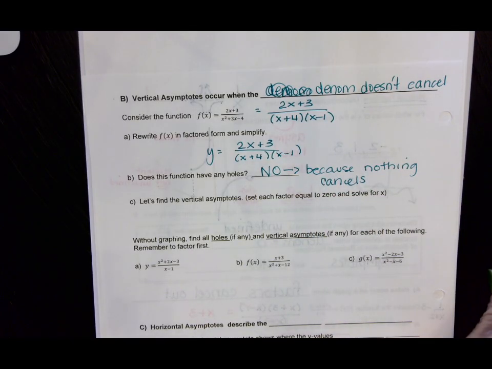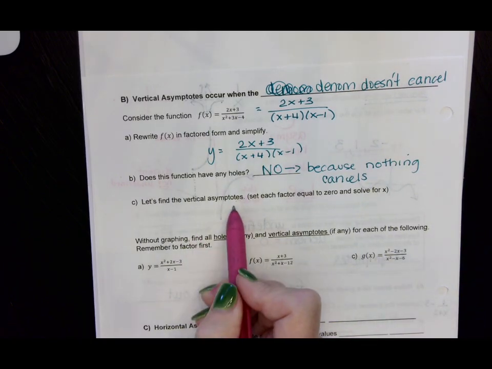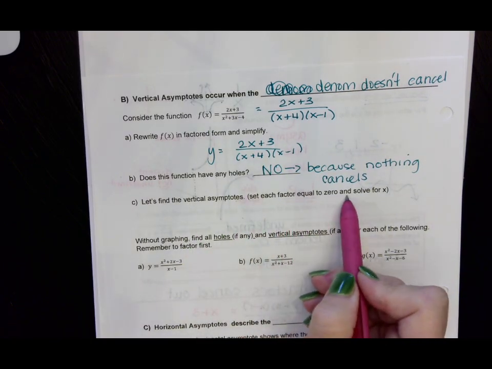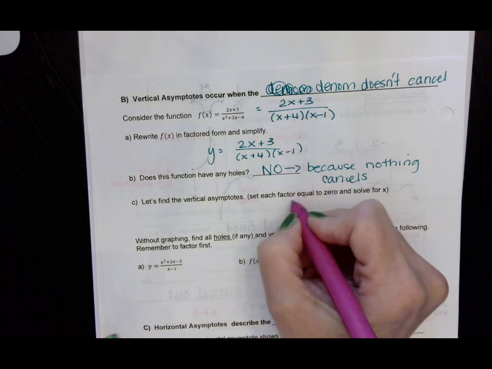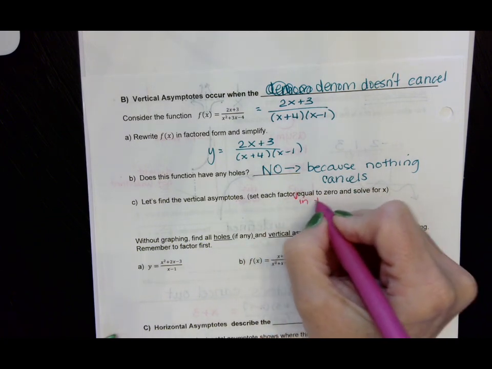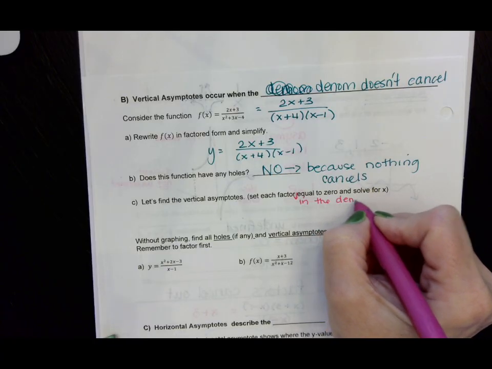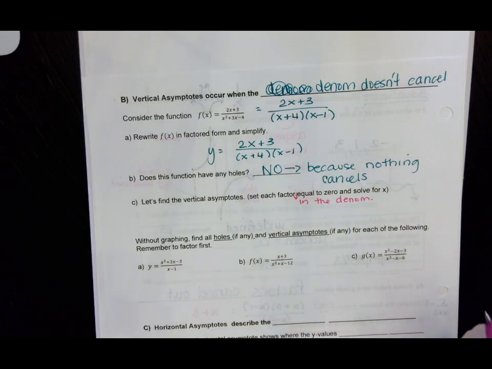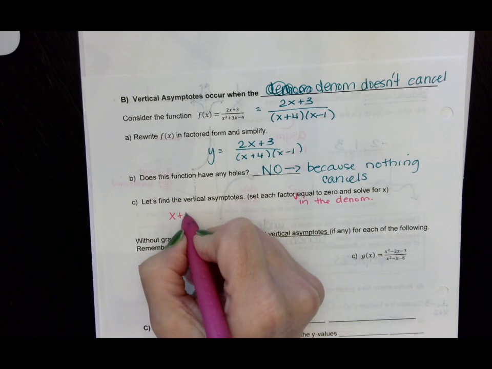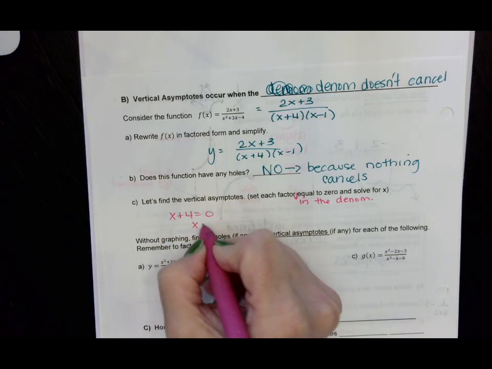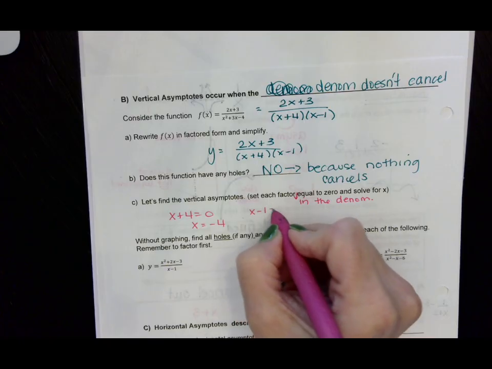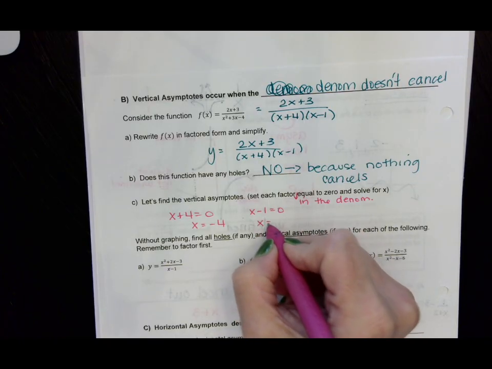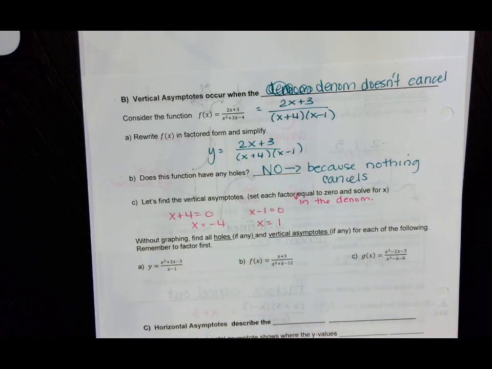Okay, so now this says let's find the vertical asymptotes. Set each factor in the denominator equal to 0 and solve for x. So what I have is x plus 4 equals 0. So I have a vertical asymptote at negative 4. And x minus 1 equals 0. So I have another vertical asymptote at x equals 1.